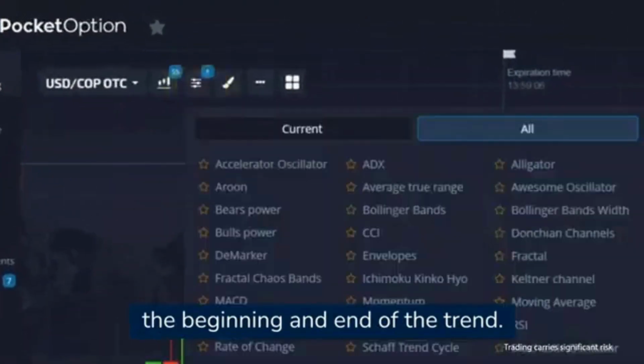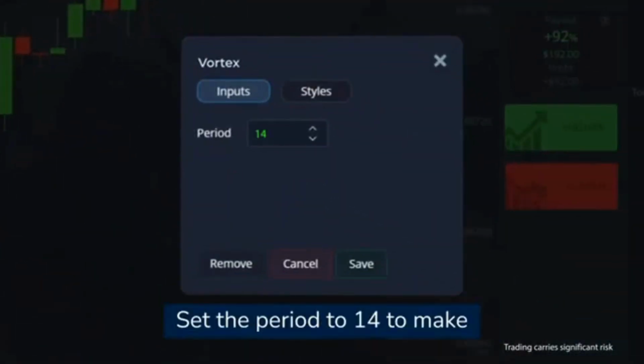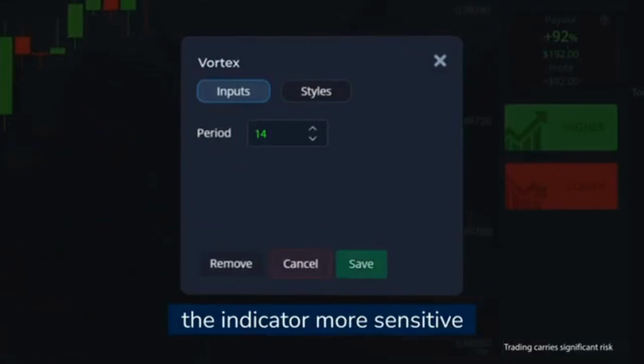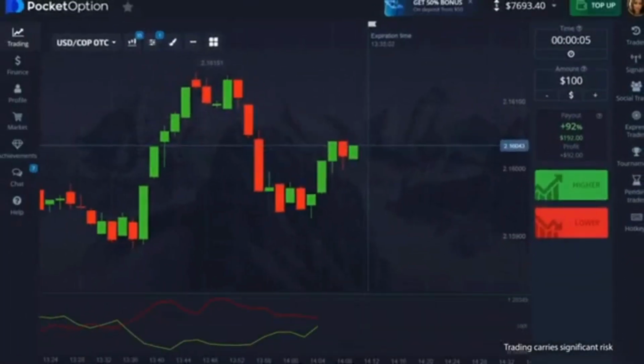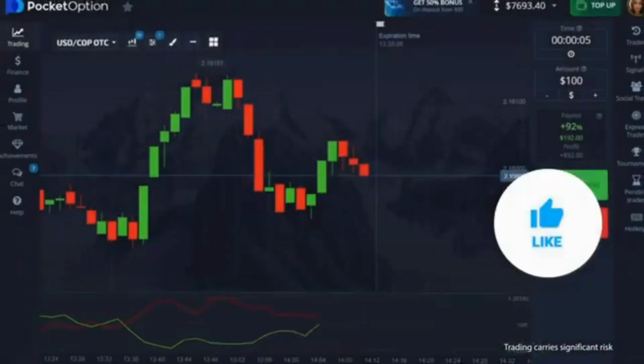How to set up the Vortex indicator for quick trades. Set the period to 14 to make the indicator more sensitive to short-term price movements. Watch for crossovers of positive and negative vortex lines.